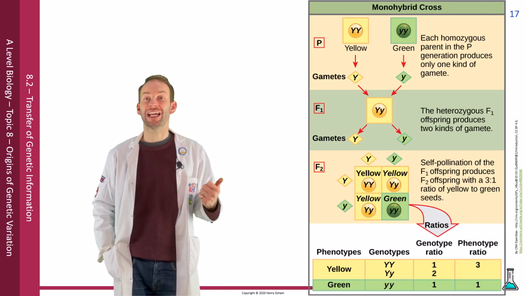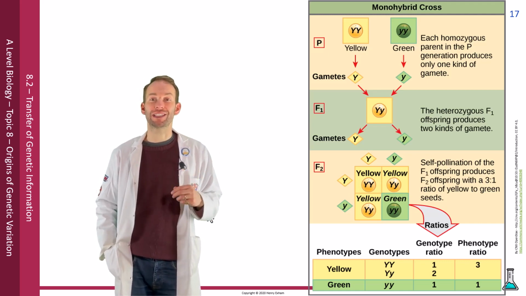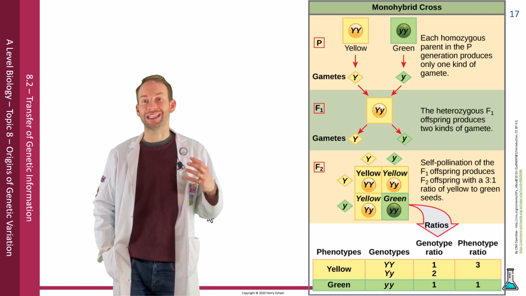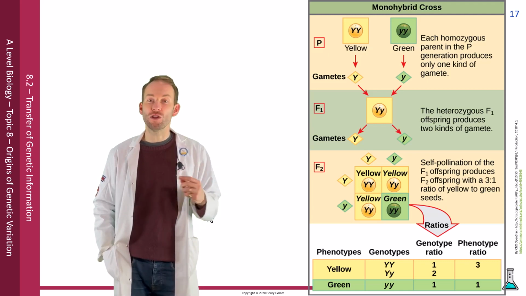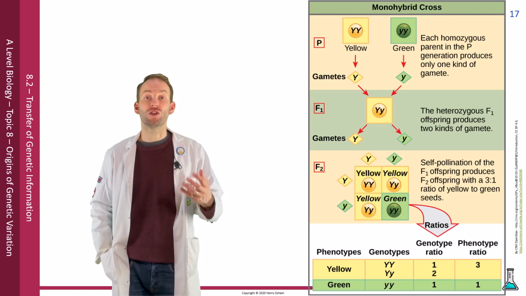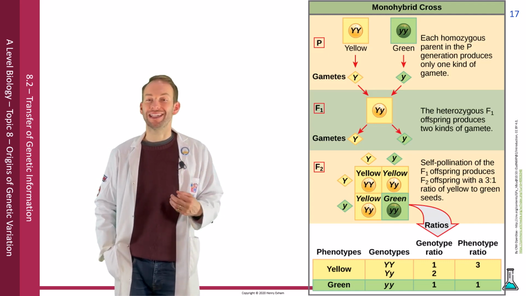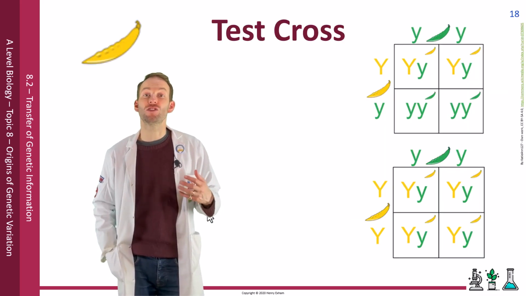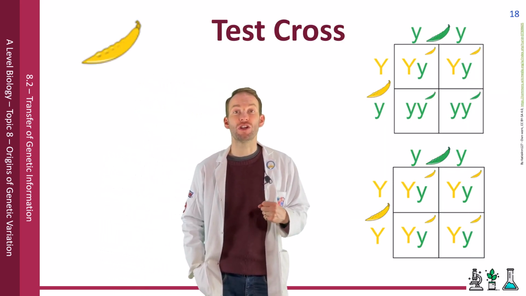So we've got pure breeding yellow, big Y, and pure breeding green, little y, bred together. In the F1 generation, you'll see they are all heterozygous, and therefore their phenotype will be yellow. But if you interbreed those with each other, you can see that in the F2 generation, the green comes out again as a phenotype.